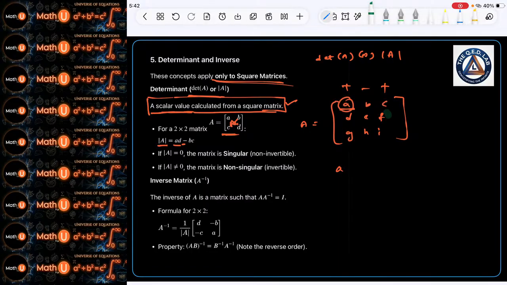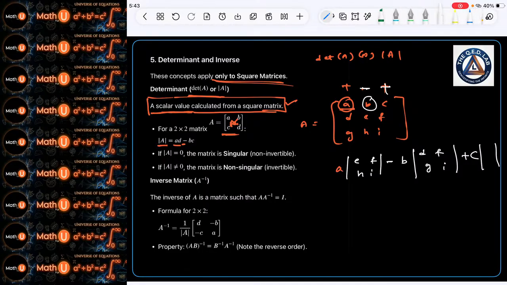Whatever the elements present, you should take here E, F, H, I. Then with the minus symbol, consider this element B, then you delete that column and row. Whatever the elements present, you should take D, F, G, I. Then plus symbol, plus C.